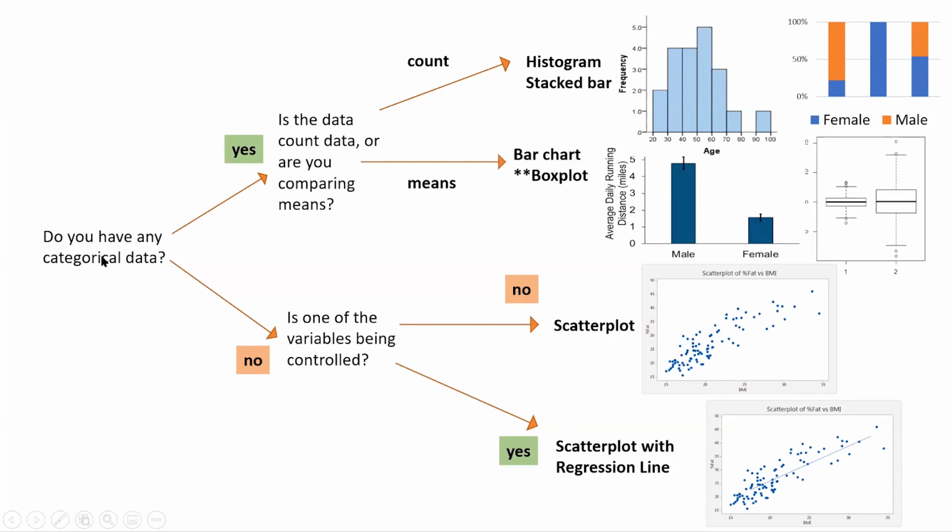Okay, so going back to the beginning, what if we don't have categorical data? Well, is one of the variables being controlled? No. If not, then we're going to use a scatter plot without a regression line, because we don't have the power to say that X is causing Y. That's pretty much what the line implies. So if we are controlling it, we can use a regression line. And this line implies that at any number of X, I can predict Y because X causes Y.